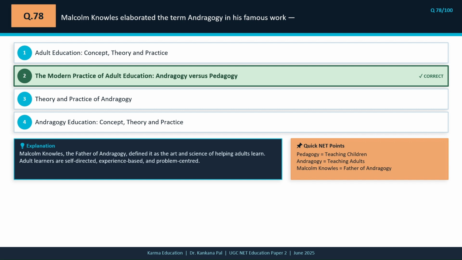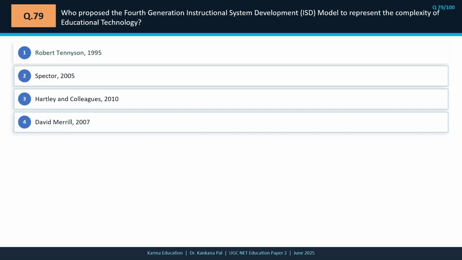Well, Malcolm Knowles is known as the father of andragogy. Andragogy means the art and science of helping adults learn. According to Knowles, adult learners are self-directed, experience-based, and problem-centered. A quick net point. Pedagogy equals teaching children. Andragogy equals teaching adults. Malcolm Knowles equals father of andragogy. Moving on to question number 79.